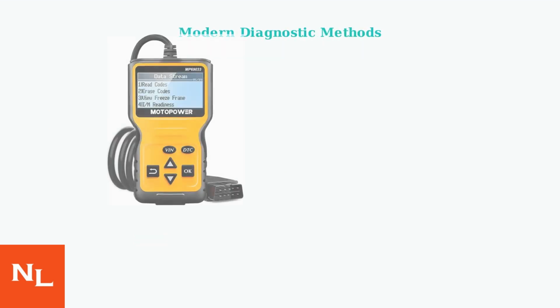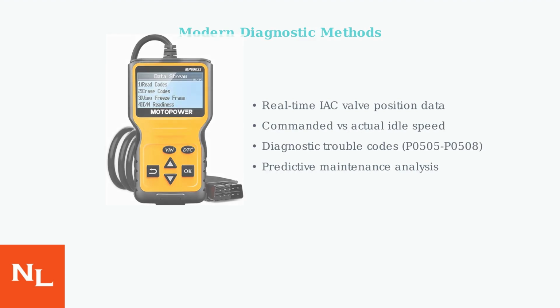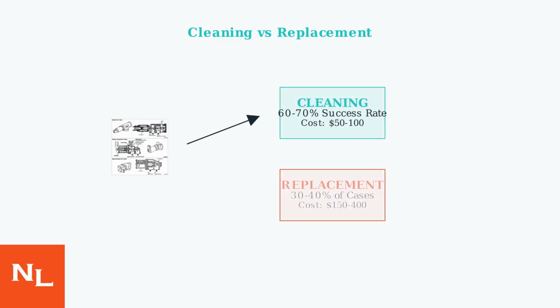Modern diagnostic techniques have revolutionized how we identify IAC valve problems. Enhanced OBD2 scanning tools now provide real-time data that helps pinpoint issues with precision. When an IAC valve problem is identified, you have 2 main options: cleaning or replacement. Cleaning resolves carbon-related issues in 60 to 70% of cases, making it the first recommended approach.